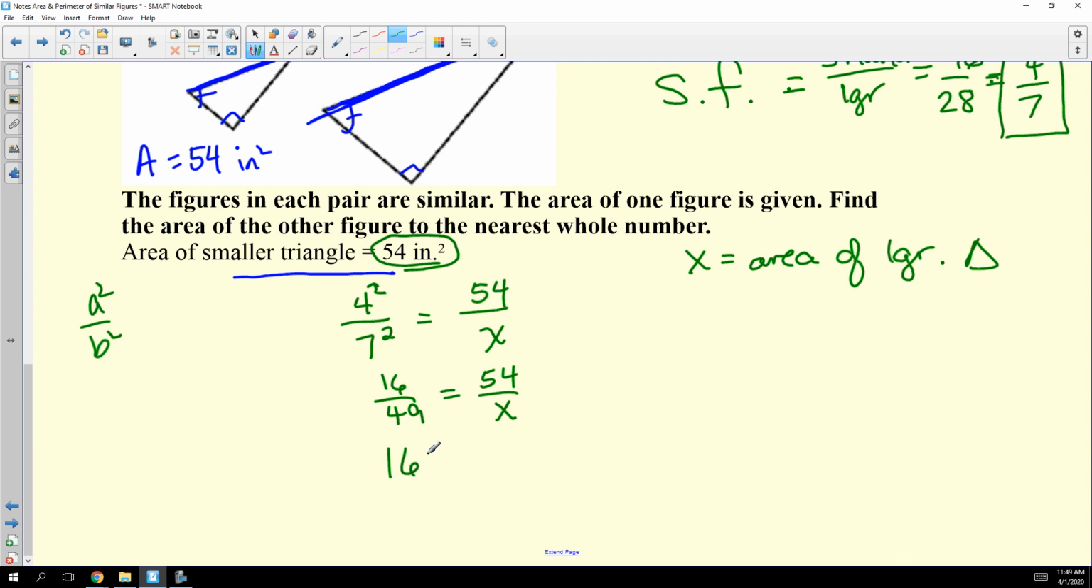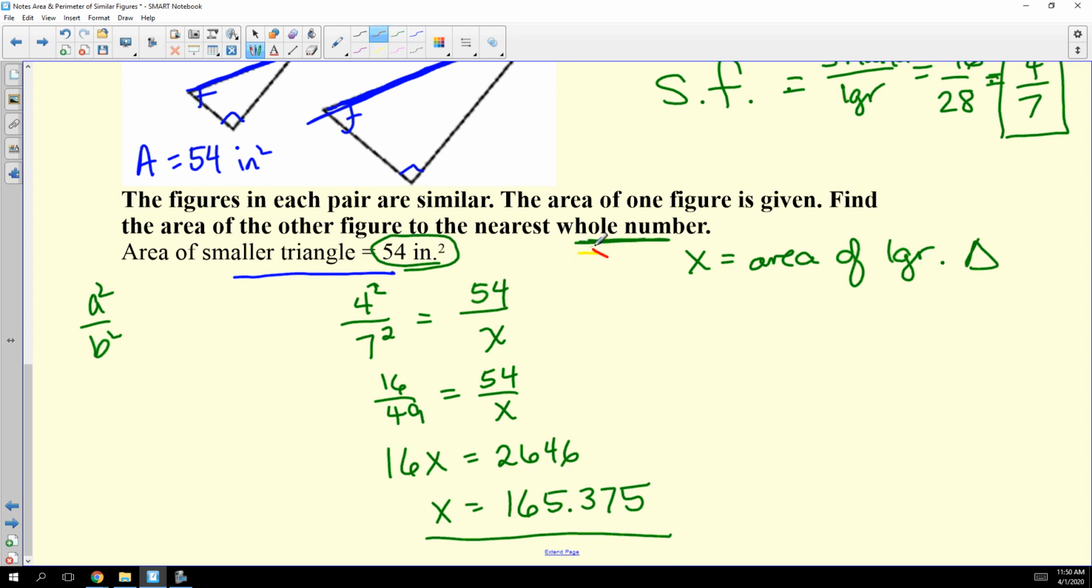So 16x is equal to 2,646. Divide by 16. X is equal to 165.375, and that's an exact value, which is just fine. It does say, though, to the nearest whole number.